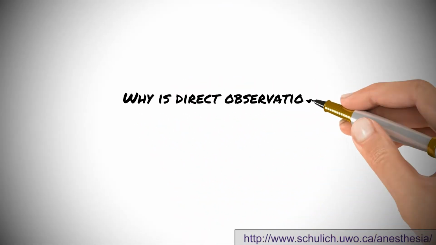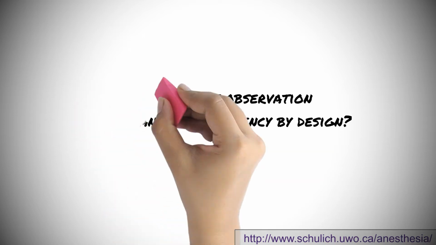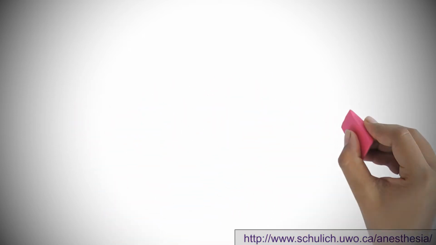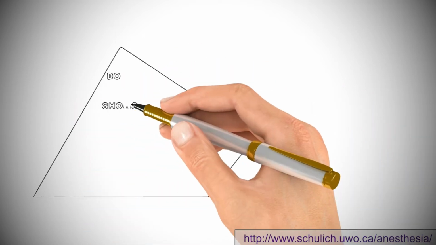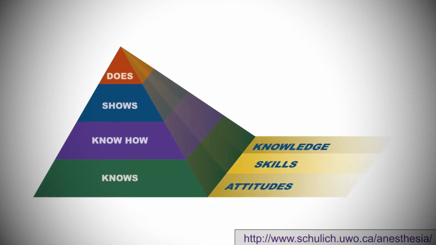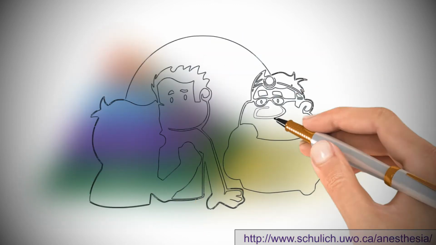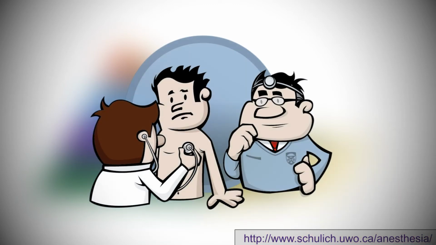Why is direct observation important in competence by design? In competence by design, competency involves more than know-how. It requires that trainees show how and demonstrate the ability to do independently. Therefore, faculty should be able to critically observe, question, and judge trainee performance in actual patient care situations.